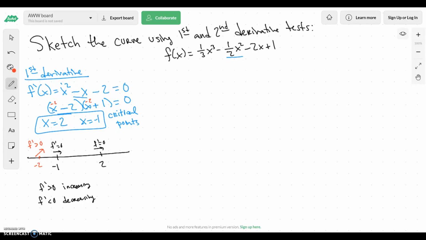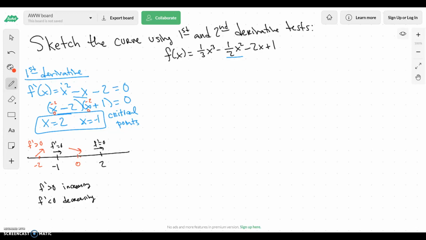Then let me choose something in between -1 and 2. Let me just plug in 0. When I plug in 0, I'm going to get 0 minus 2, which gives me a negative. 0 plus 1 is going to give me a positive. A negative times a positive is going to give me a negative. So right here is going to be decreasing. You can kind of see that the graph is increasing, 0, and then decreasing.